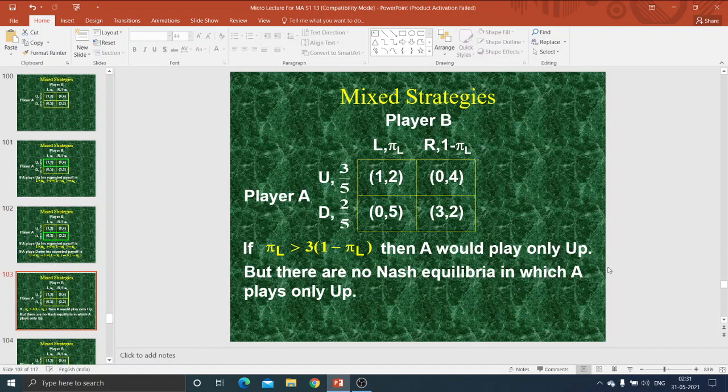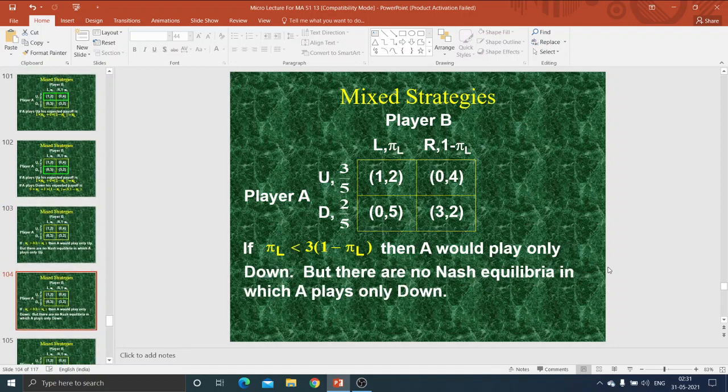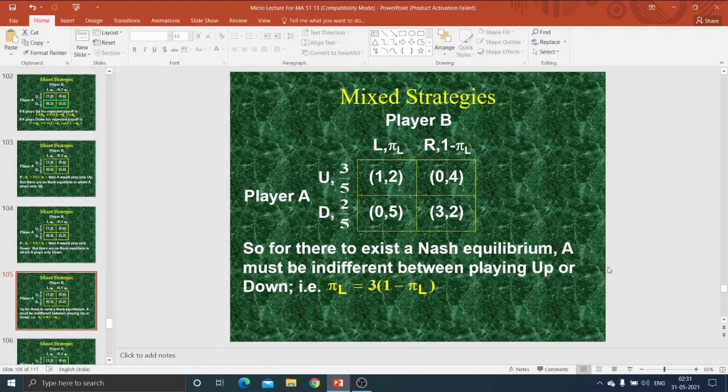If pi L is greater than 3 times (1 minus pi L), then A would play only up, but there is no Nash equilibrium in which A plays only up. Again, if pi L is less than 3 times (1 minus pi L), then A would play only down, but there is no Nash equilibrium in which A plays only down either.